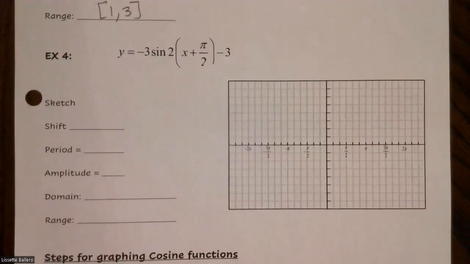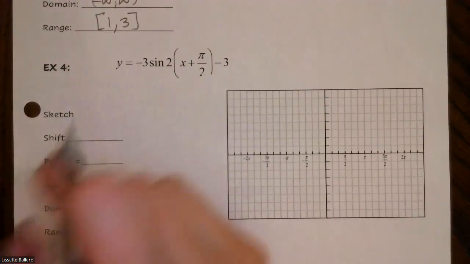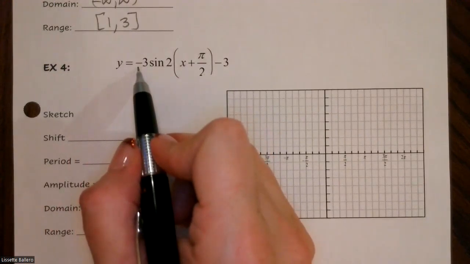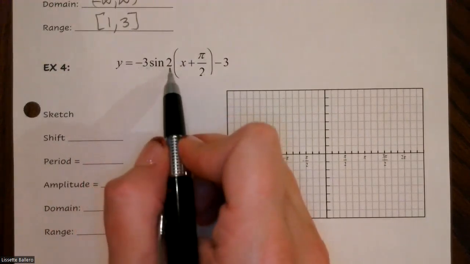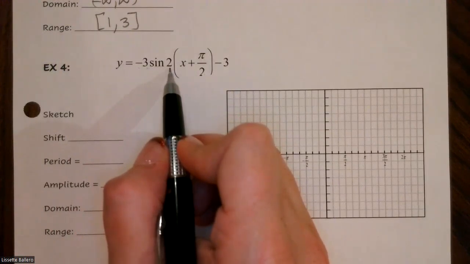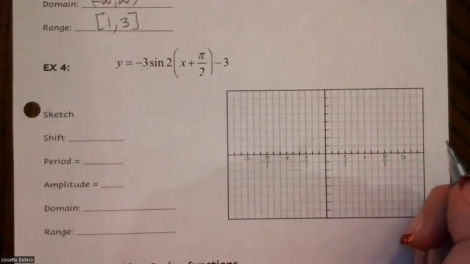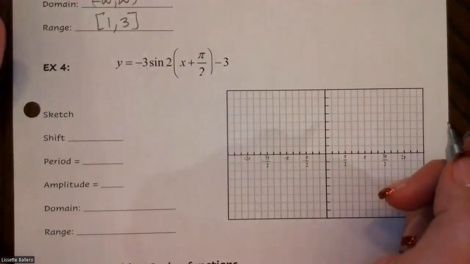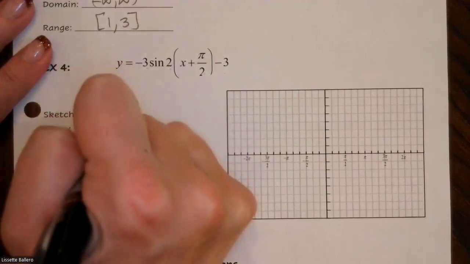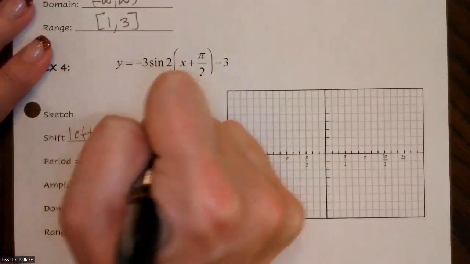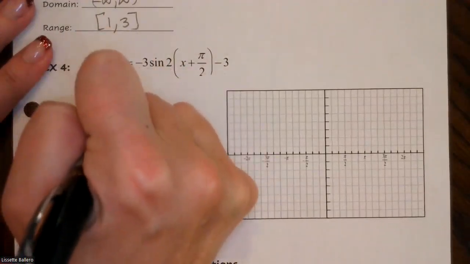All right, now it's time to try one that's a lot harder. So this one's got a lot of transformations. It's got the negative, which is the reflection across the x, a vertical stretch by 3, a horizontal compression by 1/2, a left pi over 2, and down 3. So we've got a lot of different ones going on there. Left pi over 2, down 3. And we have a reflect across x.